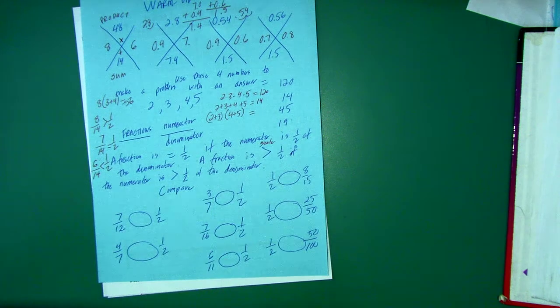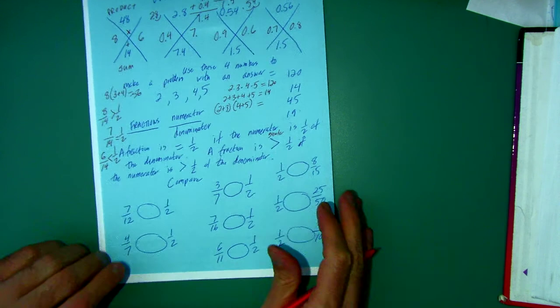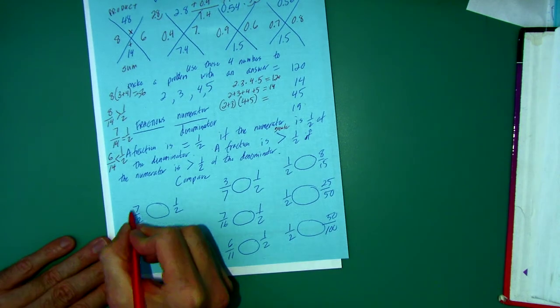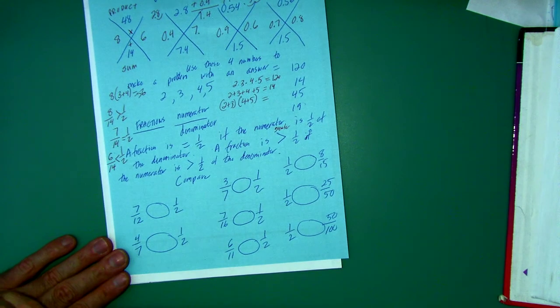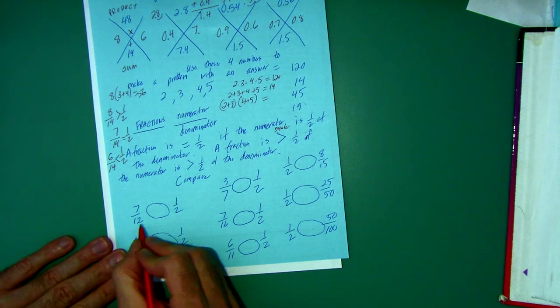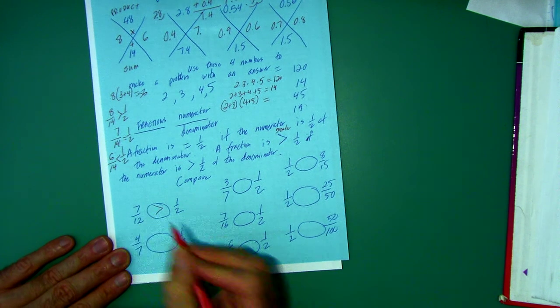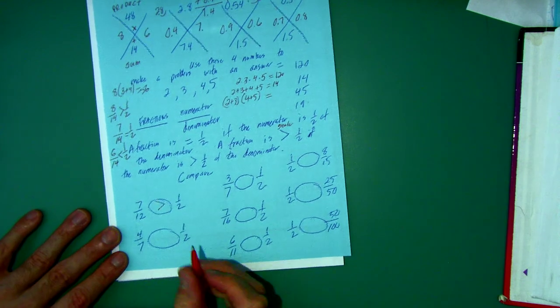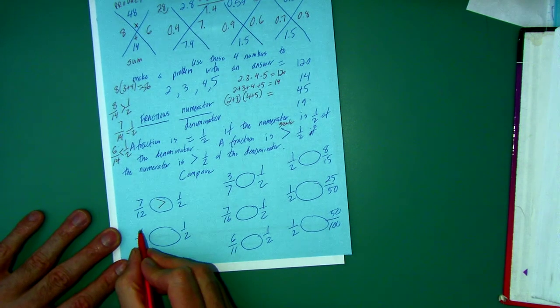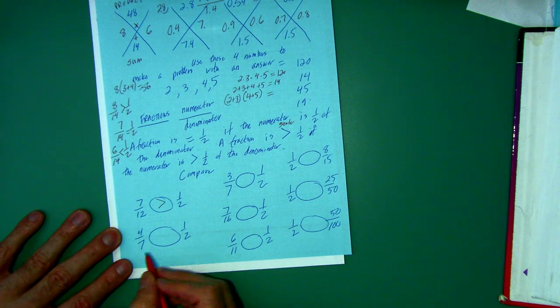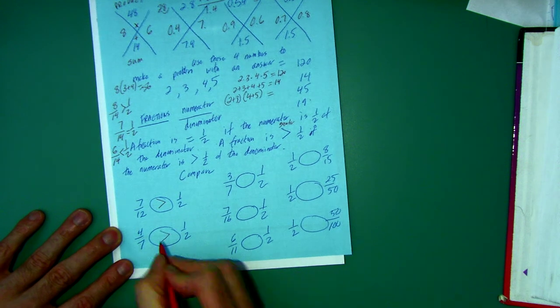On to these fractions. 7/12. When I double 7, I get 14. So that means 7 is more than half of 12. Right? And when I think of it, 6 is half of 12. So that's bigger than half. So this fraction is greater than a half. All right. 4/7. When I double 4, I get 8. So 4 is greater than half of 7. 4/7 is greater than a half.